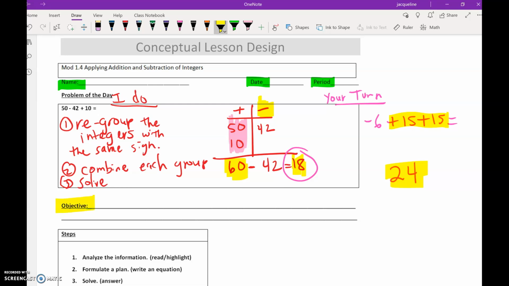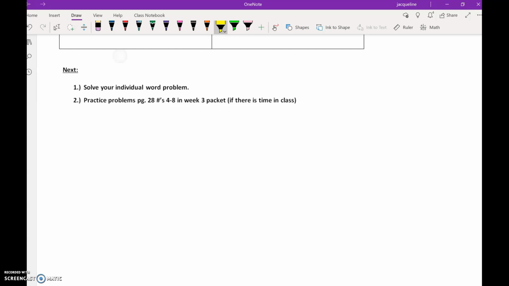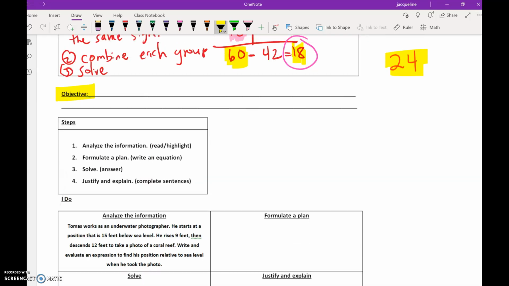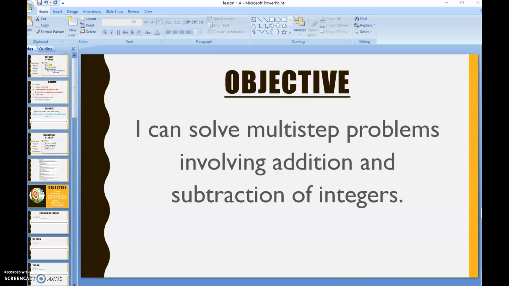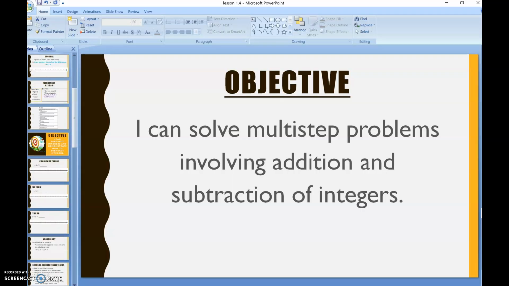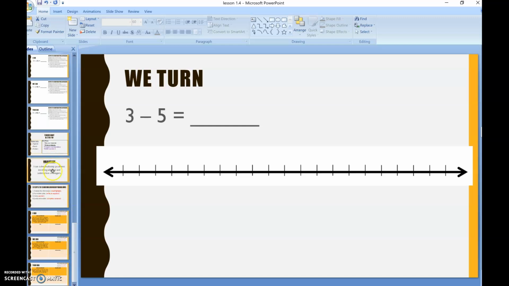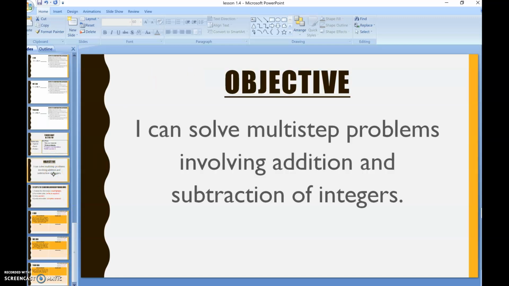Our objective for today. So go ahead and take a look at our objective here. I don't have it here. Let me open up my objective. Here is our objective. Please take this time to write it down.